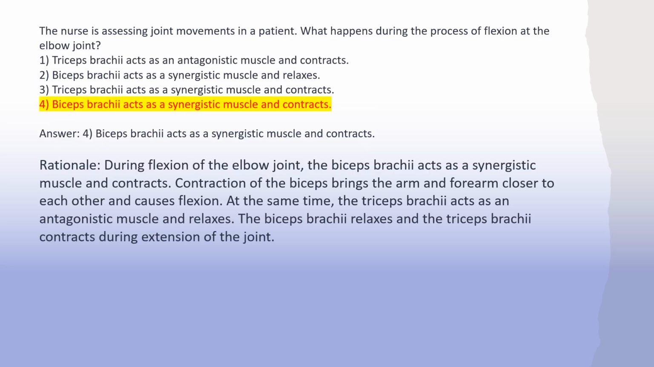Answer: 4, biceps brachii acts as a synergistic muscle and contracts. Rationale: during flexion of the elbow joint, the biceps brachii acts as a synergistic muscle and contracts. Contraction of the biceps brings the arm and forearm closer to each other and causes flexion. At the same time, the triceps brachii acts as an antagonistic muscle and relaxes. The biceps brachii relaxes and the triceps brachii contracts during extension of the joint.